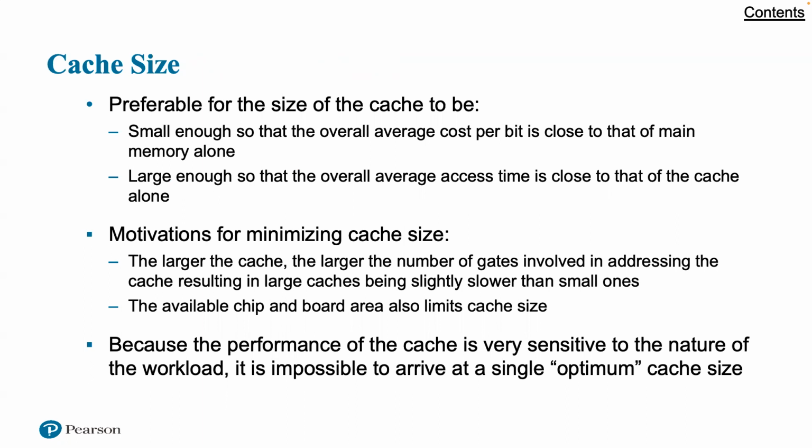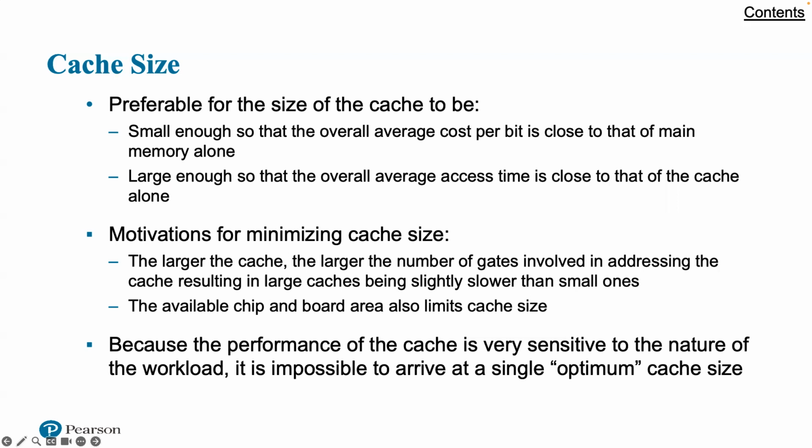There are several other motivations for minimizing cache size. The larger the cache, the larger the number of gates involved in addressing the cache. The result is that large caches tend to be slightly slower than smaller caches, even when built upon the same integrated circuit technology and put in the same place on a chip and a circuit board.